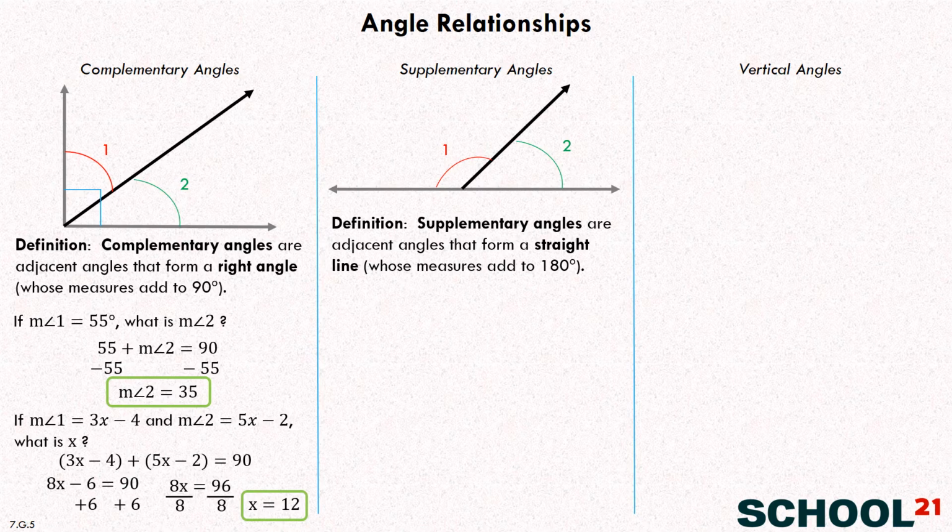Supplementary angles are adjacent angles, again they have to share a ray at one side, that form a straight line, and then therefore their measures add to 180 degrees. So you can work with these very similarly to how you work with complementary angles.